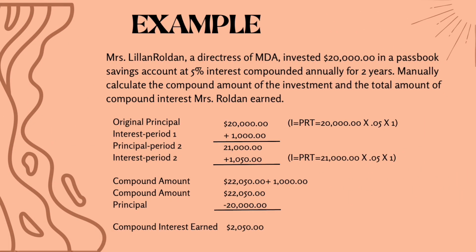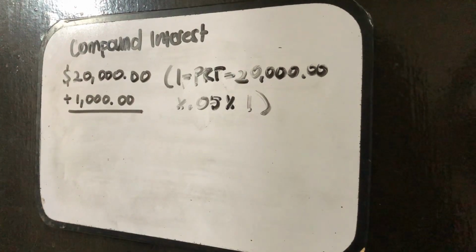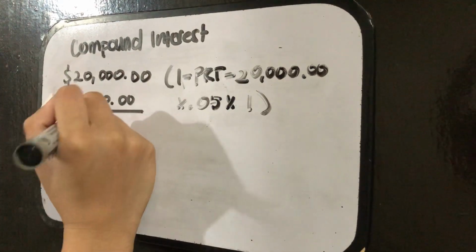For example, Mrs. Lillian Roldan, a directress of MDA, invested $20,000 in a passbook savings account at 5% interest compounded annually for 2 years. Manually calculate the compound amount of the investment and the total amount of compound interest Mrs. Roldan earned. This is how we solve compound interest.